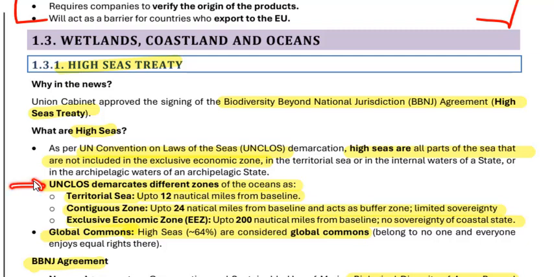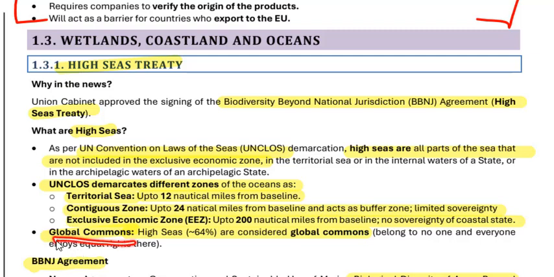Let's see, UNCLOS demarcates different zones of the ocean. First is the territorial sea, up to 12 nautical miles from the baseline. Second is the contiguous zone, up to 24 nautical miles from baseline, which acts as a buffer zone. The country has limited sovereignty over this area. Third is the exclusive economic zone, up to 200 nautical miles from the baseline. Beyond it, no sovereignty of the coastal state.